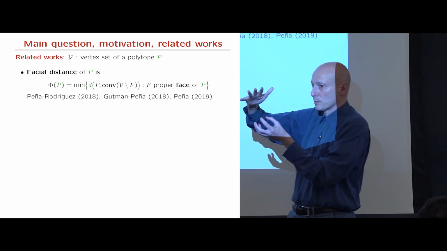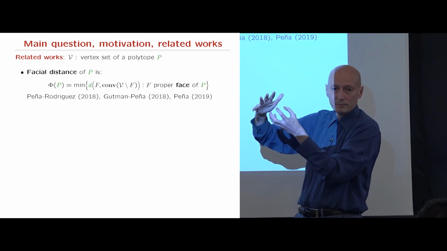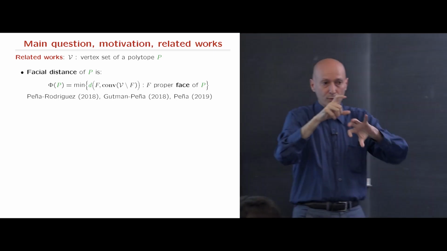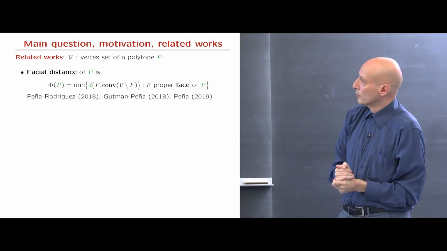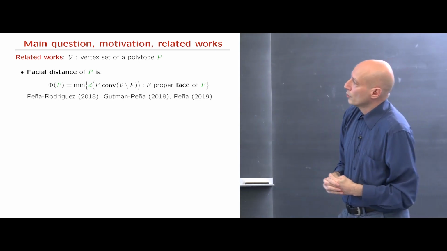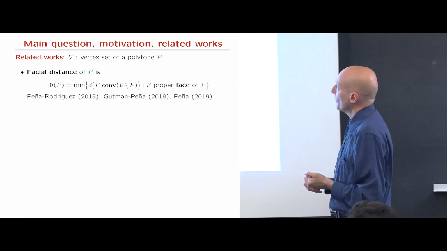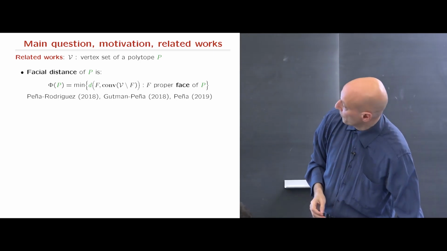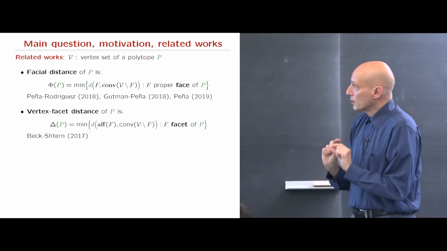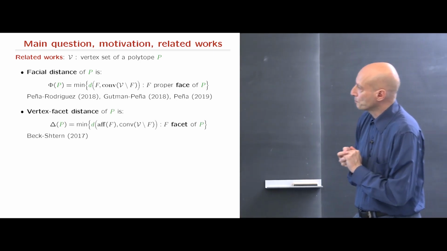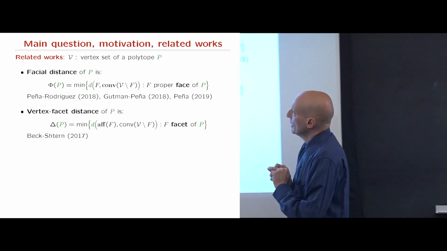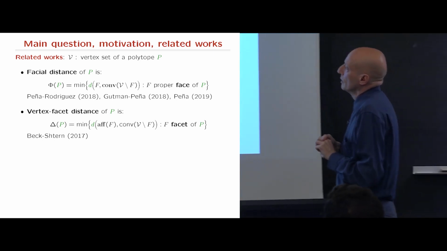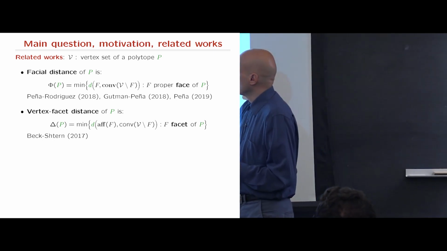And I take the distance between F and what remains, over all possible F. So all possible segments, what remains, of possible dimension 1, dimension 2. This is called the facial distance of P. They use it in their work. Now we'll change these things a bit, which is similar. This is from Beck and Stern. They also look at the same quantity occurring in the algorithm.